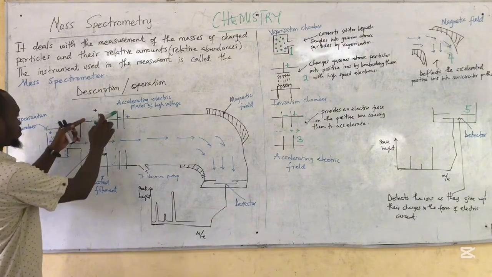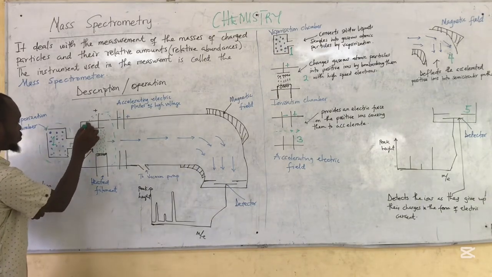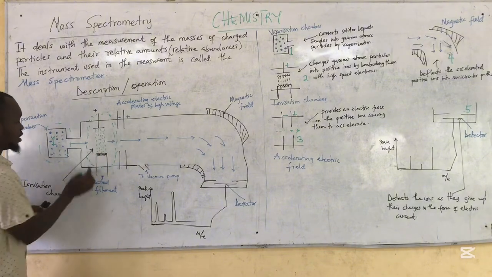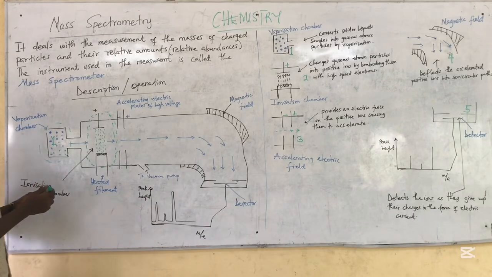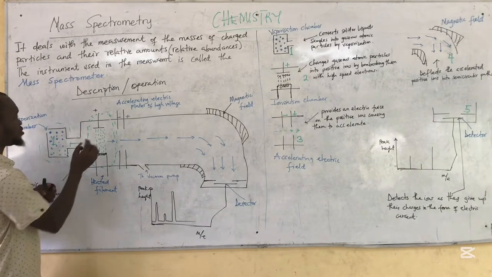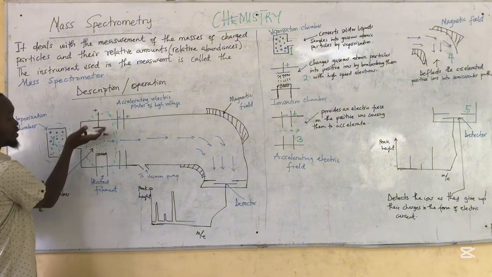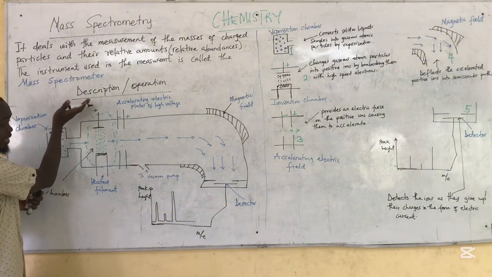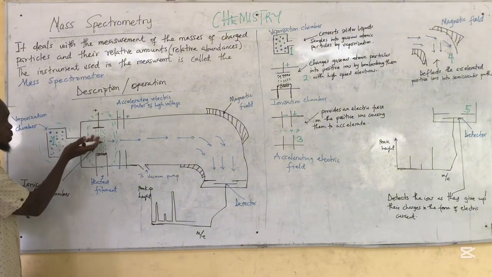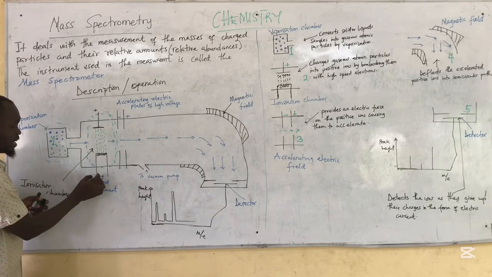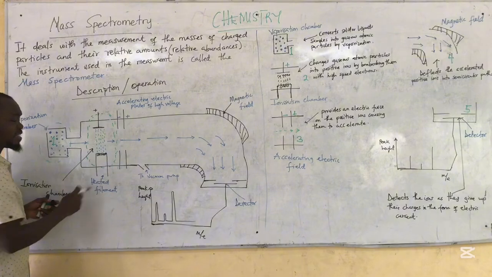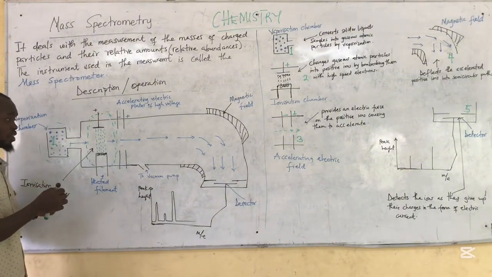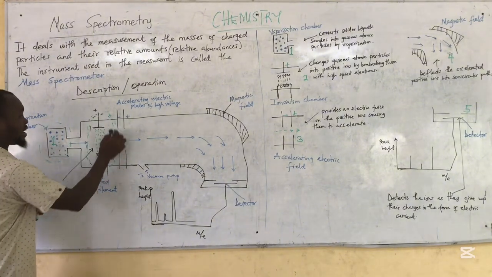Another feature is what I have here. This region is known as the ionization chamber. In the ionization chamber, I have an electric plate which is positively charged at the upper side, and directly opposite to this electric plate is a heated or coil filament. The heated or coil filament emits high-speed electrons. This region forms what we call the ionization chamber.